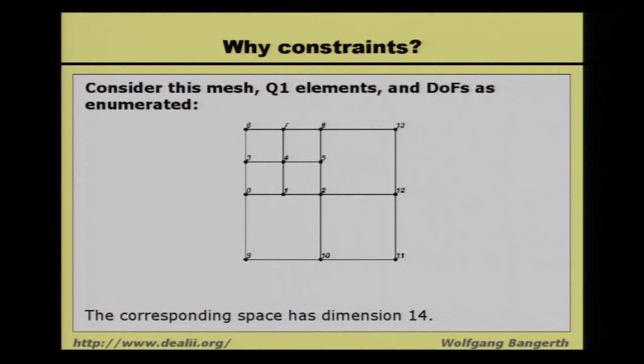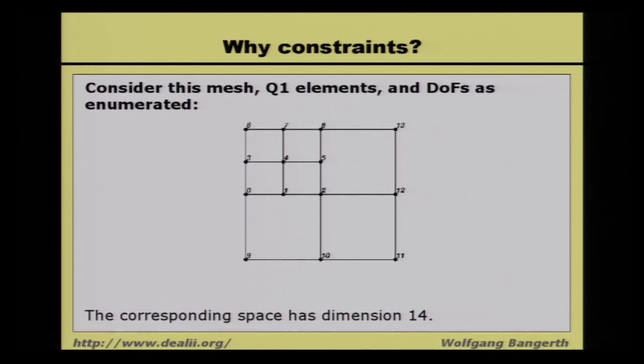So let me, for example, introduce an enumeration of these degrees of freedom. So I have 0, 1, 2, 3, 4, 5. I'm a C programmer, so I start at 0, 6, 7, 8, 9, 10, 11, 12, and 13 up here. So the total number of degrees of freedom that I appear to have is 14 here. That's the number of degrees of freedom in my mesh.